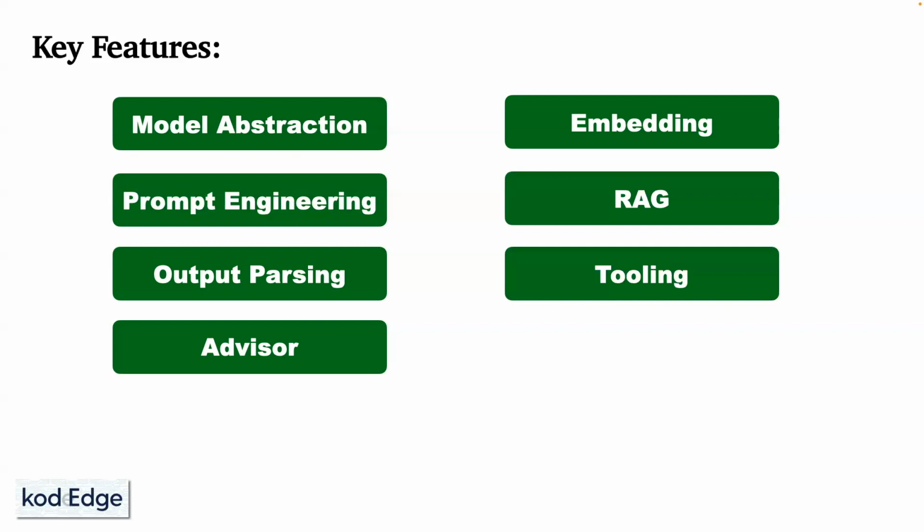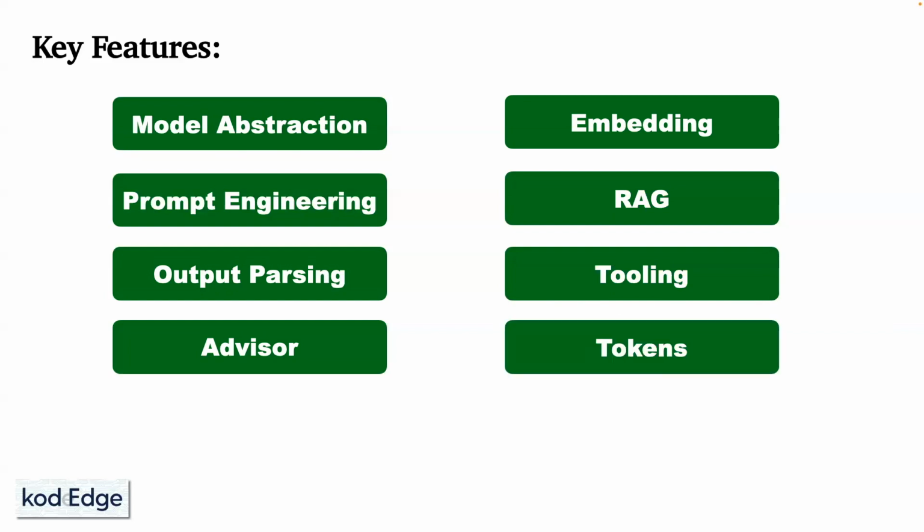Next is tooling. Tool calling is also known as function calling. Large language models, that is LLMs, are frozen after training, leading to stale knowledge, and they are unable to access or modify external data or real-time data. So this feature enables the LLM to interact with and invoke external tools or APIs within the Spring application.